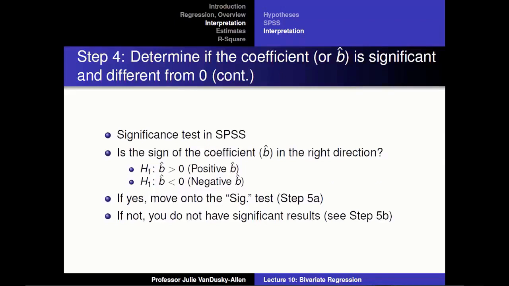Now that I have shown you the intuition behind a significance test for a coefficient b hat, I will show you how to determine whether a coefficient is significant based on SPSS output. First thing you need to do is determine whether the coefficient b hat has the correct sign. If your alternative hypothesis said that b hat should be greater than 0, then the coefficient should have a positive sign. If your alternative hypothesis said that b hat should be less than 0, then the coefficient should have a negative sign. If it has the right sign, then you move on to the directions in the next couple of slides. If it does not, then you move on to step 5b, which I will discuss later.